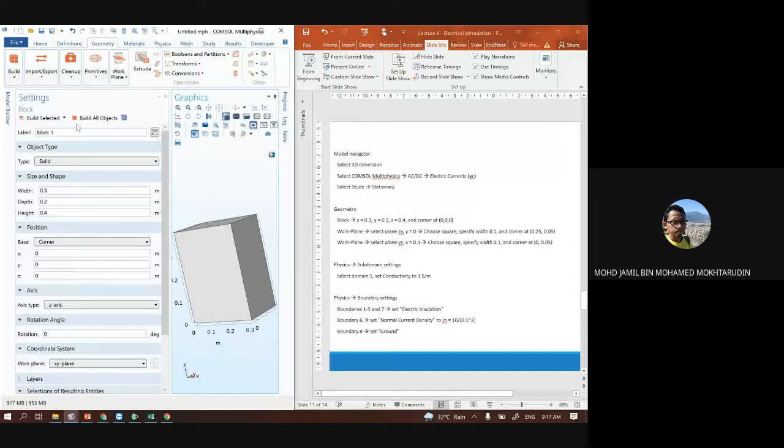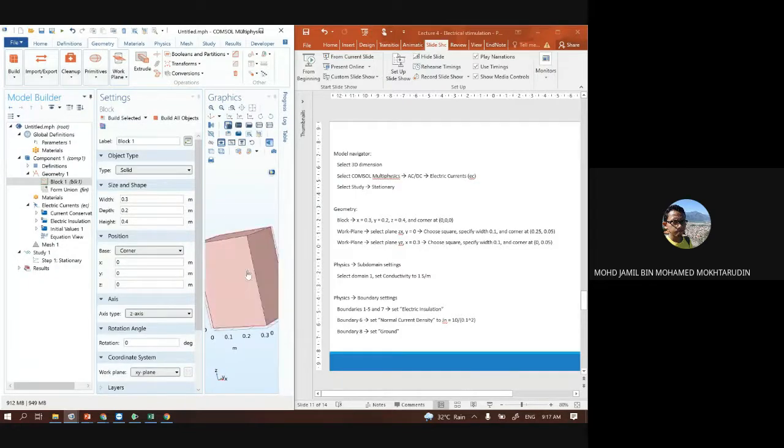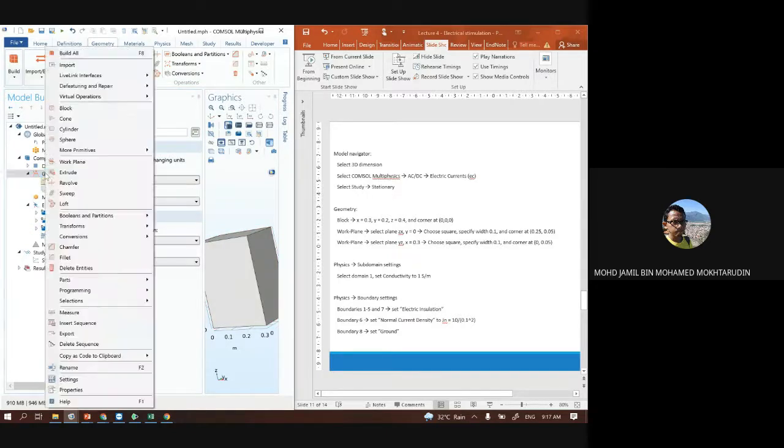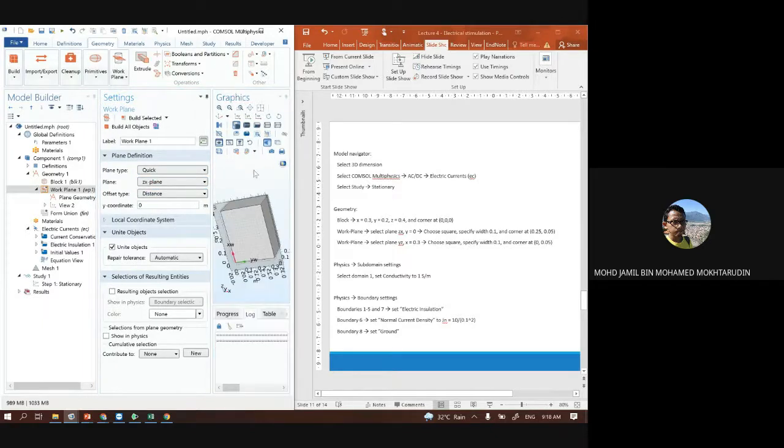So what the next step does is basically choosing which plane you want to draw a square on. Just go to geometry, right click and select work plane. We want to work on the frontal plane here. The front plane is located on the Z and X axis. So we select ZX axis. Okay, so the indicator is shown here.